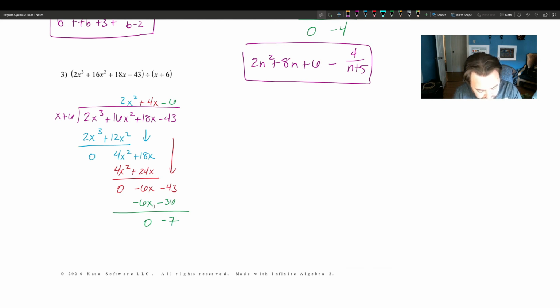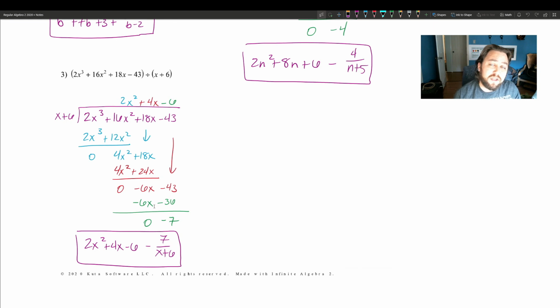So our final answer is going to be 2x squared plus 4x minus 6 minus 7 over x plus 6. So you can see here organization is really paramount, and just keep doing the same pattern over and over again. You'll get to the answer.